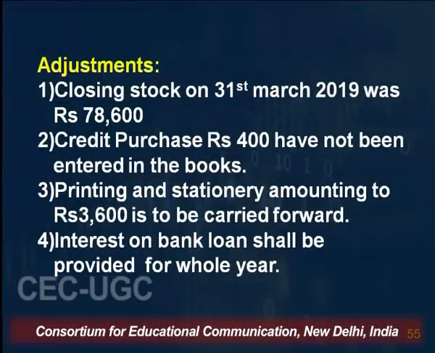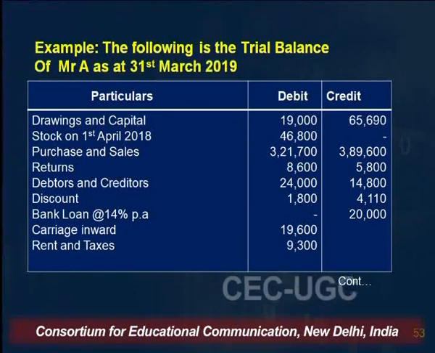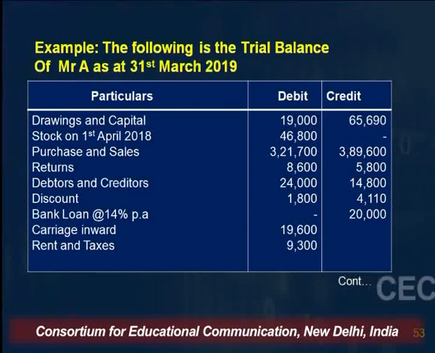So this is affecting two places, one in the profit and loss account and one in the balance sheet. The next item is interest on bank loan, which shall be provided for an entire year. The bank loan given in the trial balance is worth rupees 20,000, and the rate of interest on the loan is given as 14% per annum. So this has to be provided for the entire year, and since it is an indirect expense, this will be shown on the debit side of the profit and loss account.